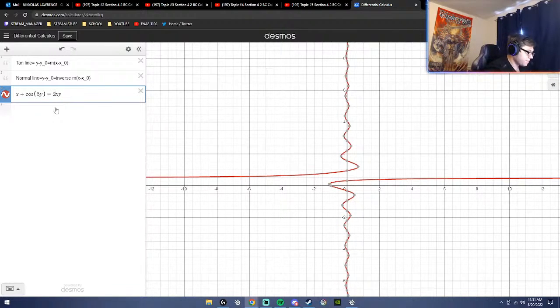Okay, hold up. Well, that's an awesome graph. It's a little funky. Did I do that derivative wrong? I think maybe I did. Okay, let's do this. So we have x plus cosine of 5y is equal to 2xy.